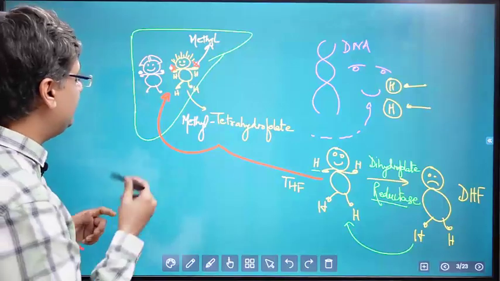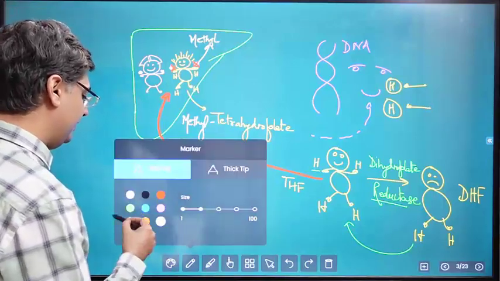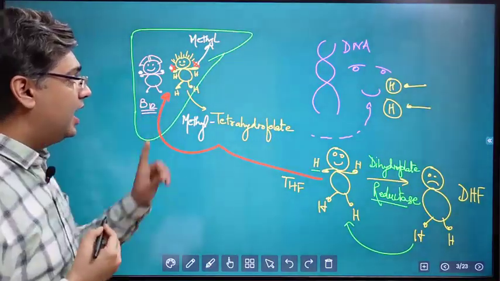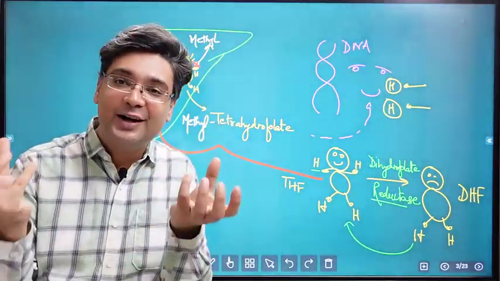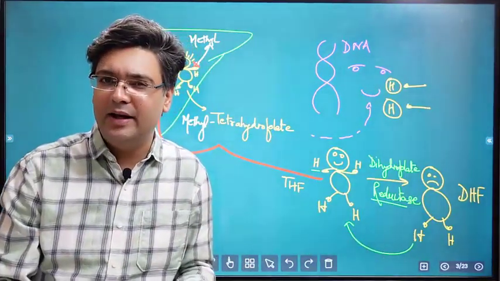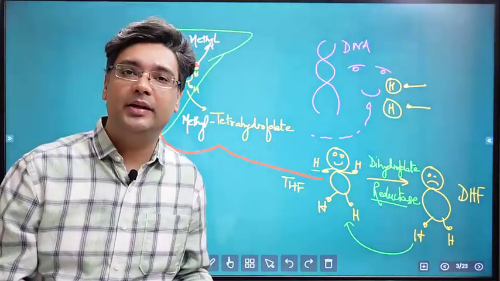Now you see, if B12 madam wouldn't have been there, how would the folate have transferred the methyl group onto madam? Because if madam wouldn't have been there, who would have held on to the methyl groups?